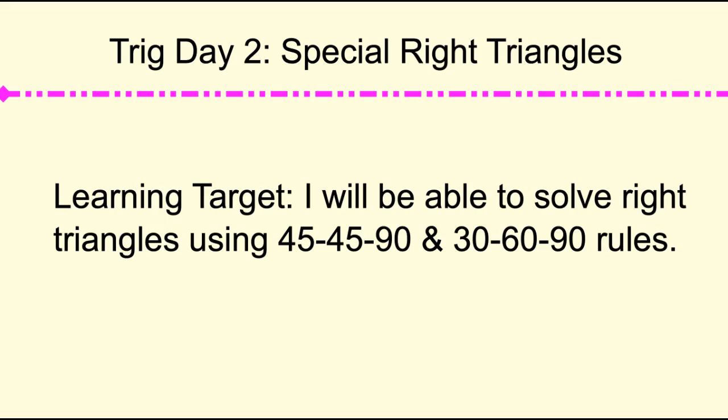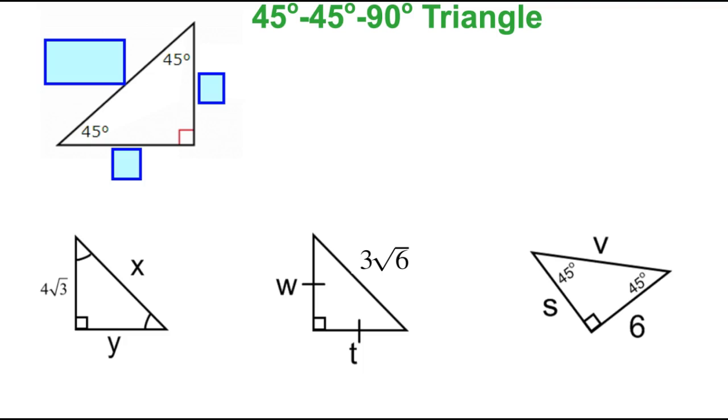So here we go. We are going to review special triangles because we're going to use them a whole bunch in the unit circle next week. All right, giddy up. First one we'll start with is the 45, 45, 90. This is an isosceles right triangle.